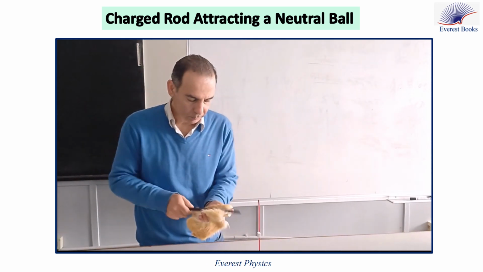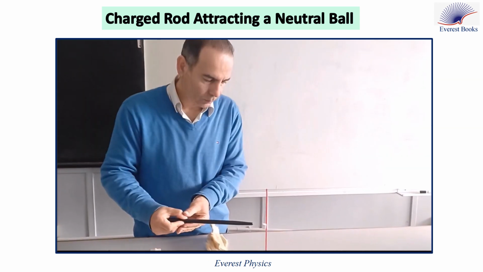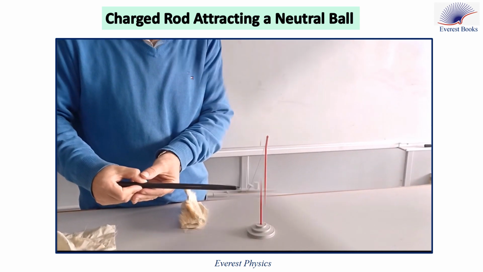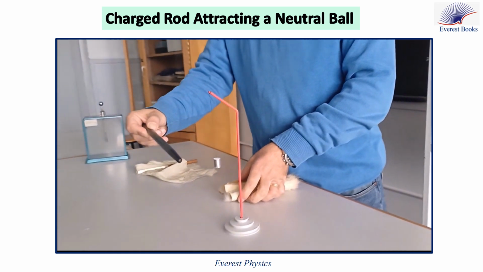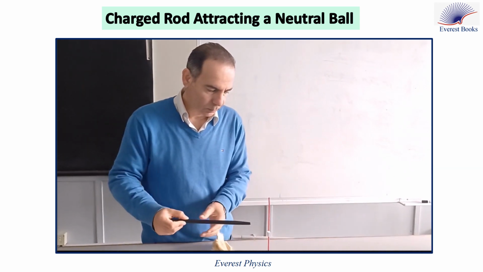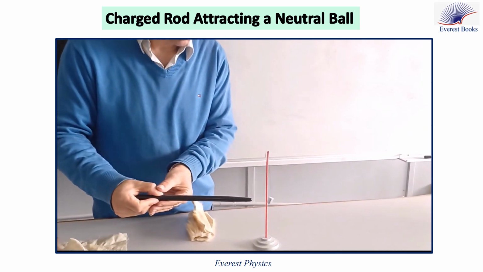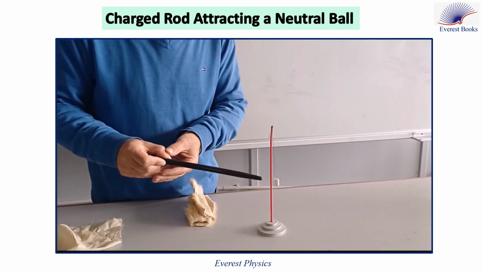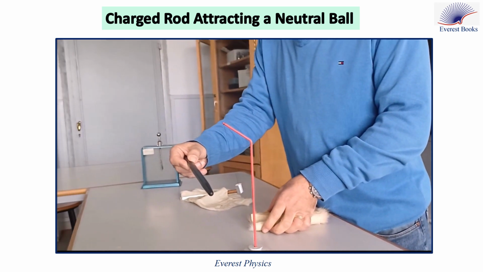Let's explain this phenomenon. When a negatively charged rod is placed near a neutral conducting object, the object becomes charged by induction. As a result, the left side of the object becomes positively charged, causing it to be attracted to the rod. When the object comes into contact with the rod, it becomes charged by contact. As a result, the object and the rod acquire the same charge, causing the object to be repelled by the rod.